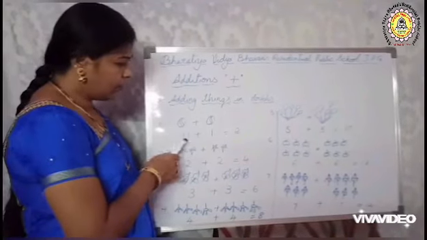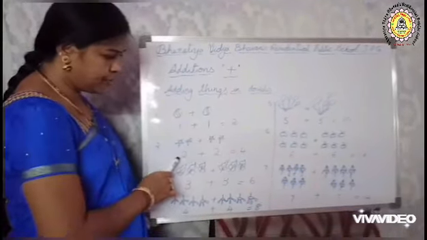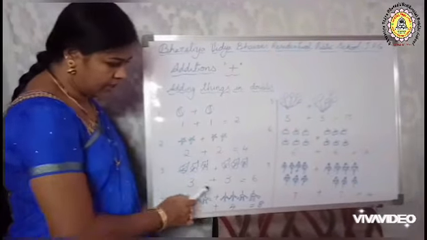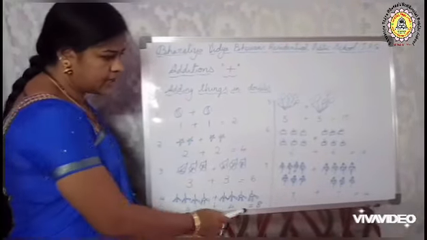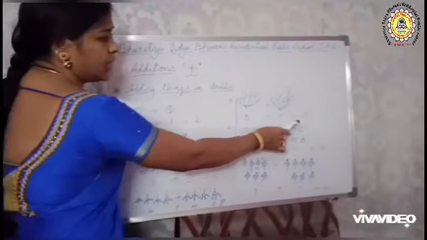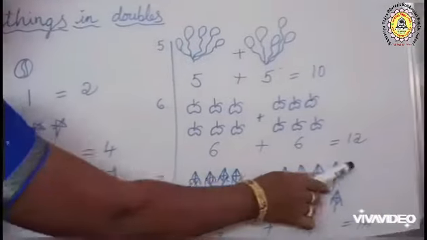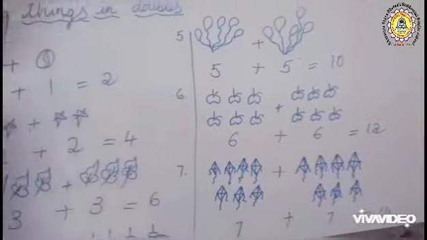See, double of 1 is 2. Double of 2 is 4. Double of 3 is 6. Double of 4 is 8. Double of 5 is 10. Double of 6 is 12. Double of 7 is 14.